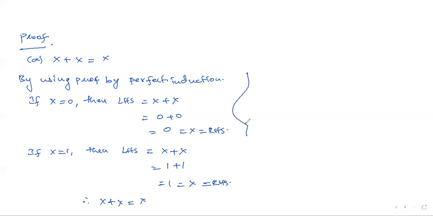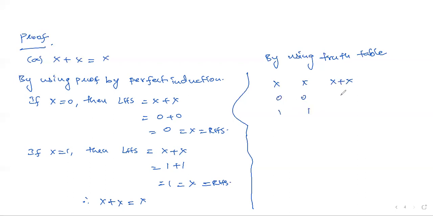So this is one way of proving this theorem, and the other way is by using a truth table. We can prove this. X is one variable, x is another variable. I am going to take here x or x. So 0 1 0 1. So 0 or 0 will be 0, 1 or 1 will be 1.